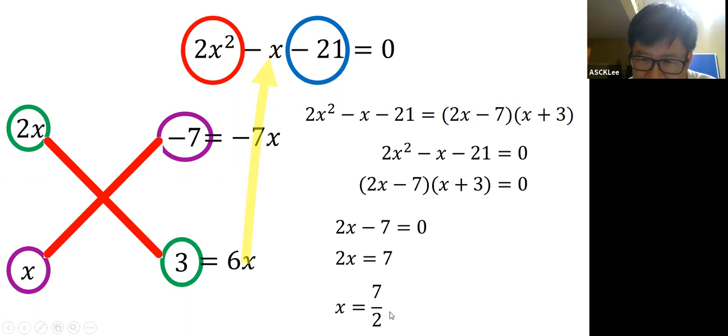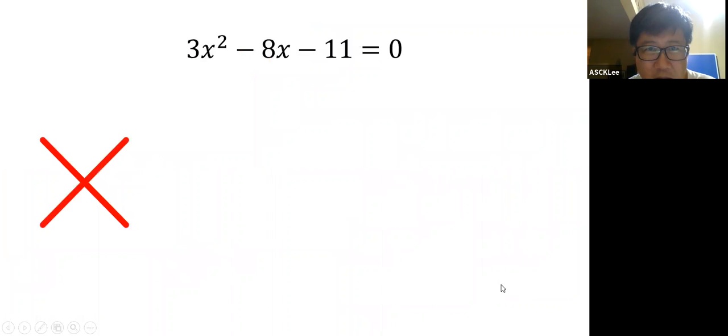So 2x equals 7, x equals 7 over 2. On the right, you have x plus 3 equals 0, and therefore your x equals minus 3. So your solutions are 7 over 2 or 3.5. This is 3.5, and this is minus 3. These are your solutions.